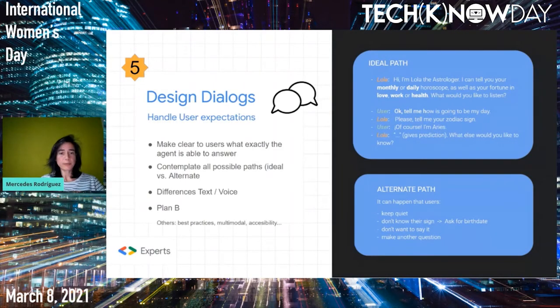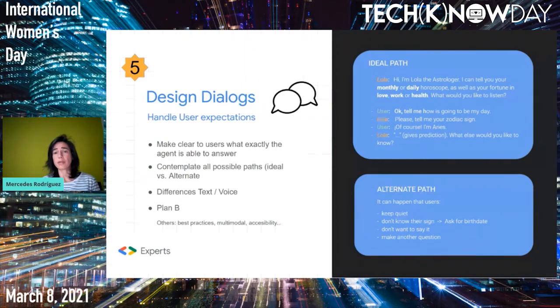Well, the next important thing is to contemplate all possible paths for conversation. There is always an ideal path. This could be the ideal path: she asks, "What would you like to listen?" and the user says, "Okay, tell me how my day is going to be." Then Lola asks for the zodiac sign, and in the ideal path, the most common is that the user says, "Of course, I'm Aries or I'm Leo," and Lola gives a prediction.